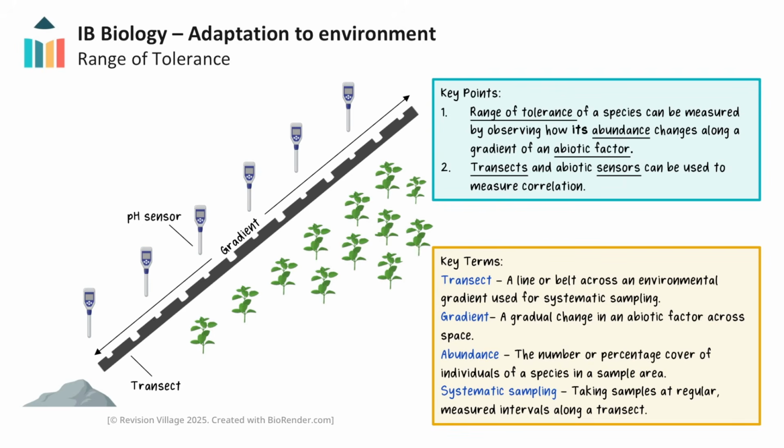By measuring how abundance changes along the gradient, we can identify the conditions that are optimal for growth and where stress begins to occur. For example, if you were investigating how soil pH affects plant growth, you might place pH sensors at intervals along your transect. At each point, you would count how many individuals of the same plant species are present. If abundance peaks at a pH of around 6.5, that would represent the species' optimum range, and as pH becomes more acidic or alkaline, the numbers would drop, showing the zones of stress and limits of tolerance.